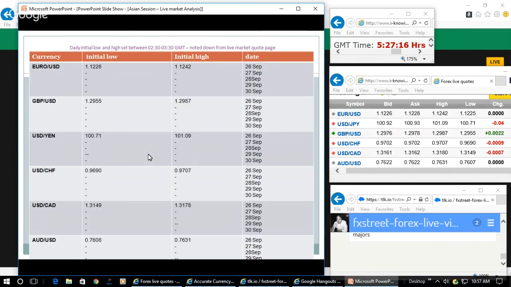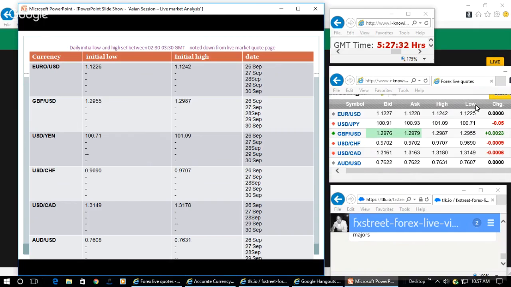Now we'll do the market reading with the help of the initial lows and the highs, what I noted down by 330 GMT. So in the case of euro, 1.1226 is the low, 1.1242 is the high. They don't breach the low or the high, indicating that they are simply consolidating. The net change is also zero.